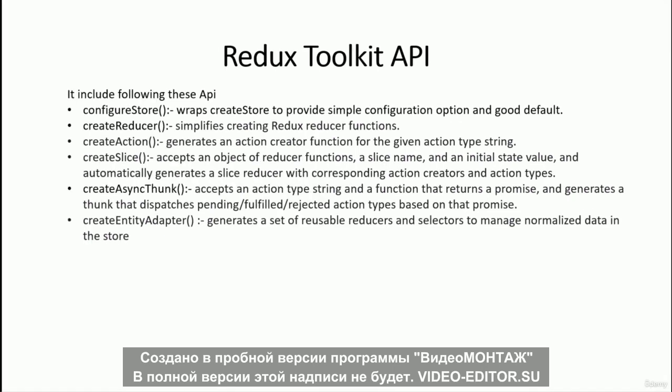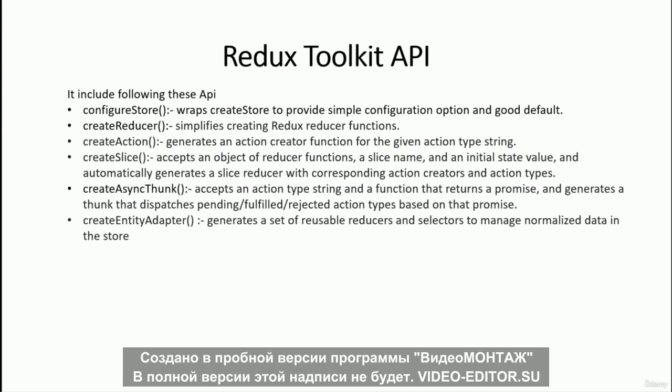Now let's move on and talk about createAsyncThunk. createAsyncThunk is used to perform asynchronous tasks with the Redux Toolkit package. This function normally accepts three parameters. The first parameter is the action type, which will be a string. The second parameter is a function that will return a promise and generate a thunk that will dispatch either pending, fulfilled or rejected action types based on that promise. And the third parameter is the options object.